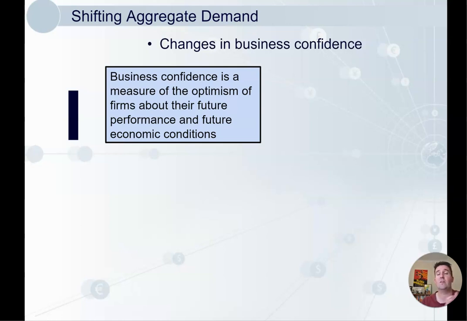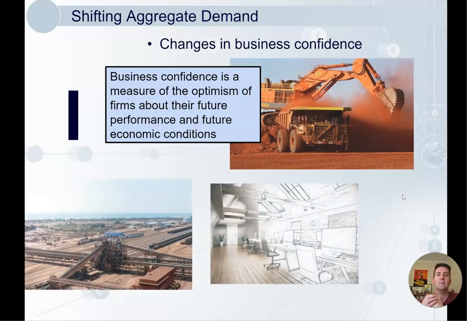Changes in business confidence. So we're now looking at things that affect investment spending. So business confidence, it's a measure of the optimism of firms about their future performance and future economic conditions. So it's just like consumer confidence. All right, so if businesses are more confident in their future, they're going to spend on expanding their business. They're going to spend on complex, expensive machinery. They're going to spend on infrastructure. They're going to spend on ways to expand their business so they can make more money.